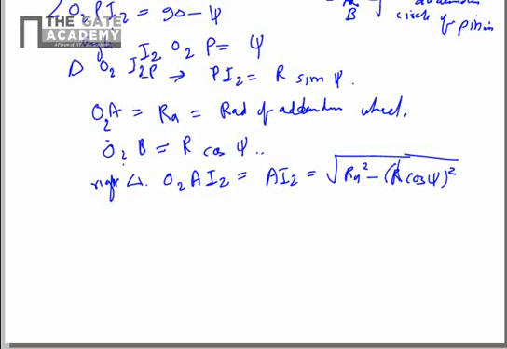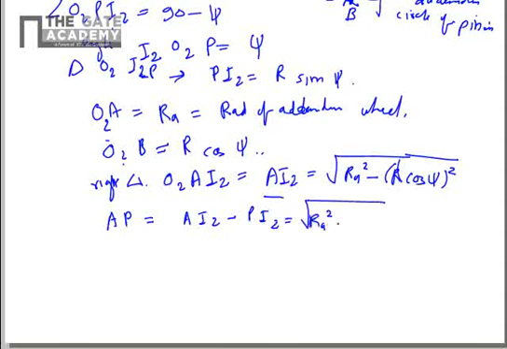So we know I2P here, we know I2A here. So the distance AP will be equal to AI2 minus PI2. This will be equal to the square root of RA, the addendum circle radius of the wheel, squared, minus R cos xi, the pitch circle radius of the wheel, squared.